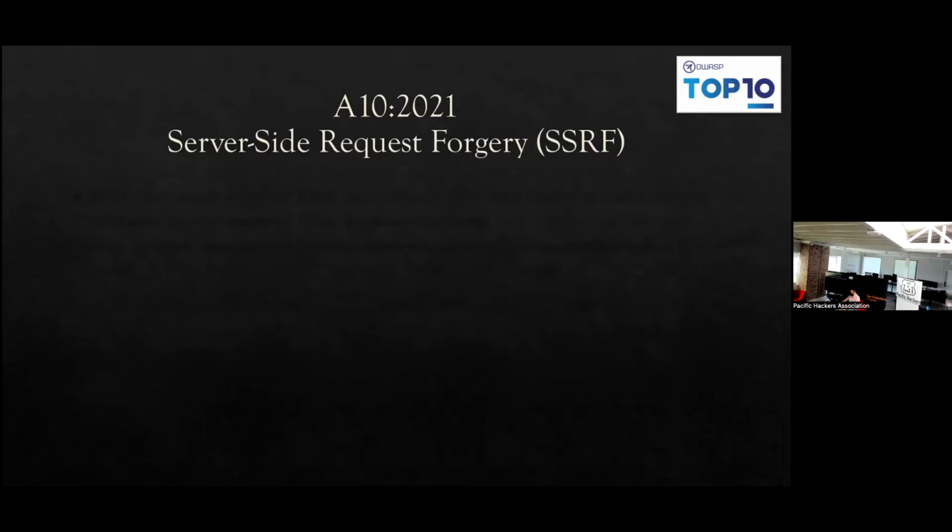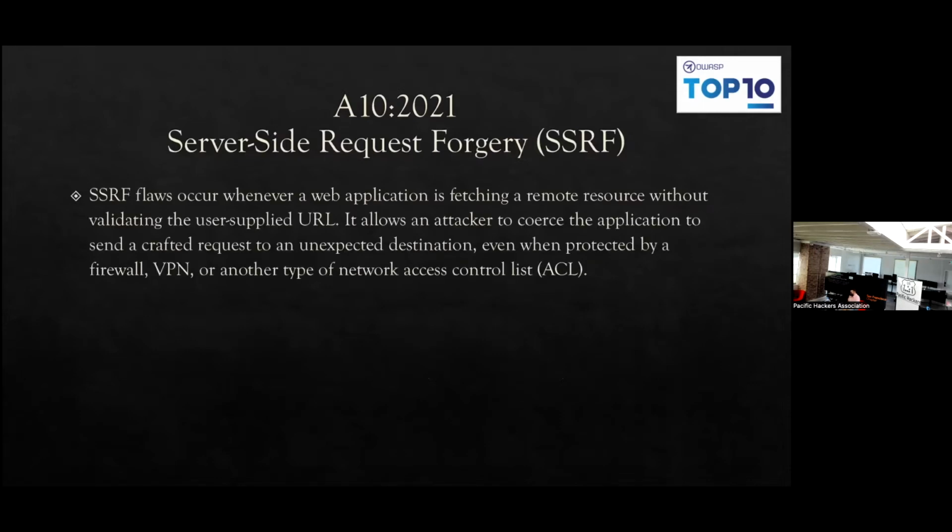Lastly, server-side request forgery. This is new this year on the top 10. It's basically whenever an application is fetching a remote resource and you don't validate the URL. This can happen a lot. You can send very specific requests and get a lot of unexpected results.